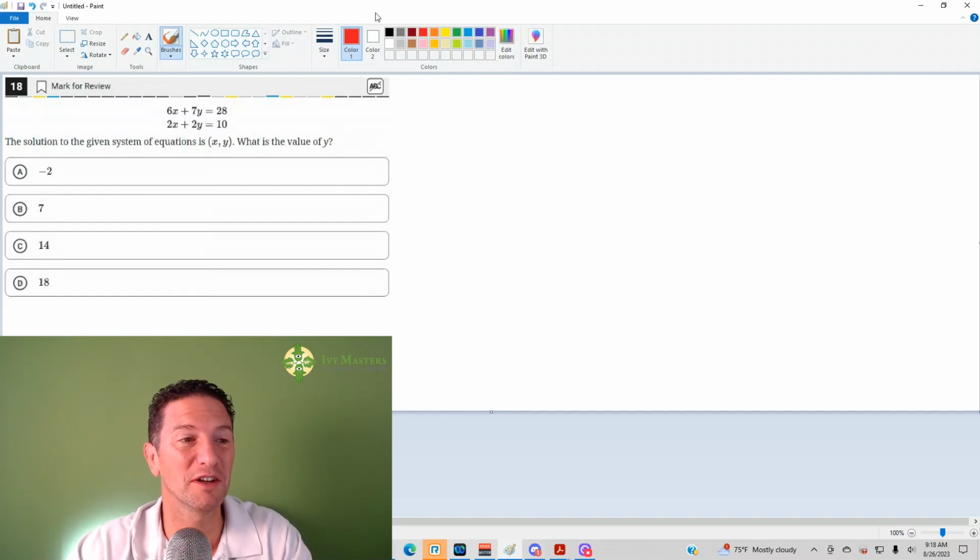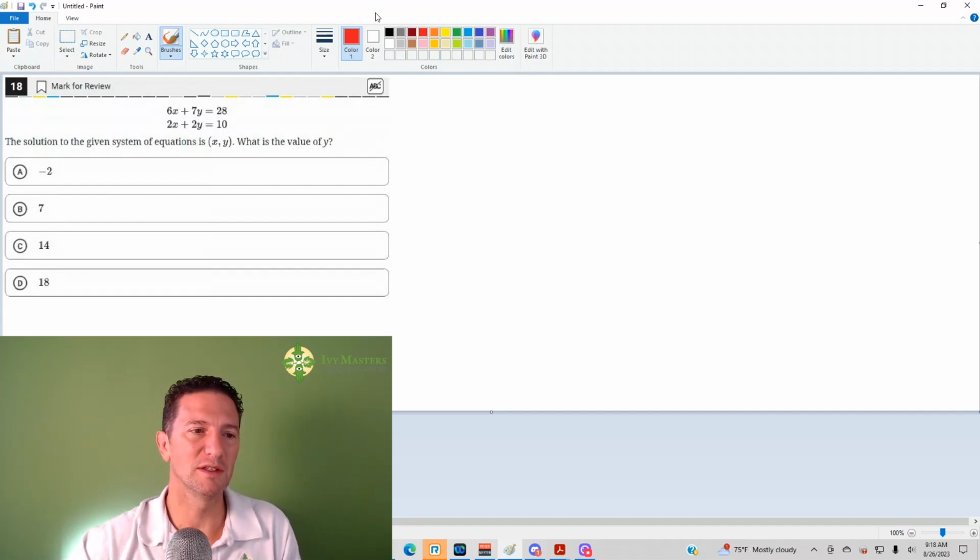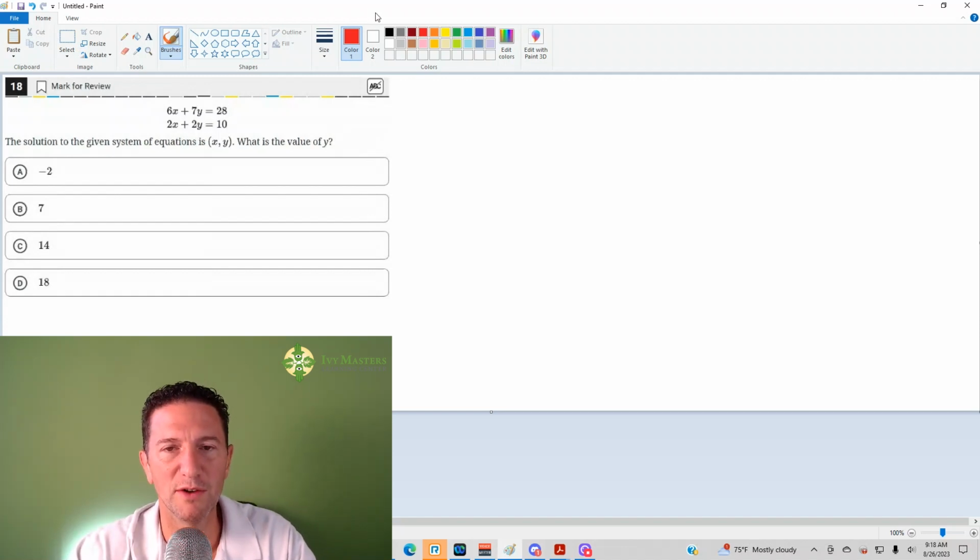And today we're going to look at the 18th question from the Digital SAT, Test 1, Module 1, from the Bluebook app. It reads, the solution to the given system of equations is (x, y). What is the value of y?